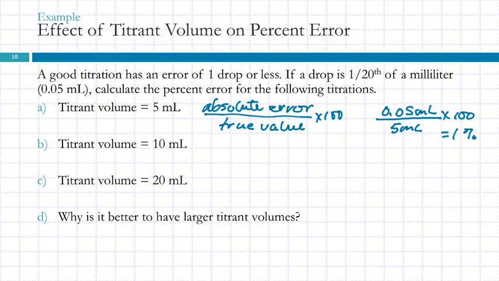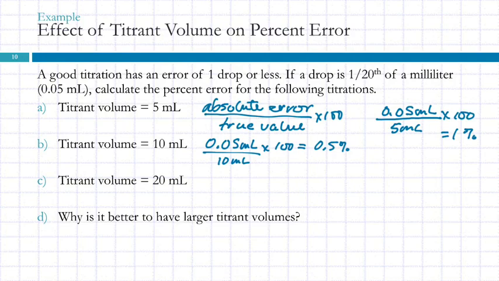So what about for 10 milliliters? Yeah, it's going to be 2, not 2%, 0.5%. 0.05 divided by 10. Yeah. So by using twice as much titrant there, now we've cut our percent error in half.